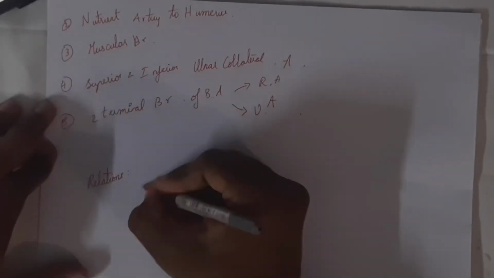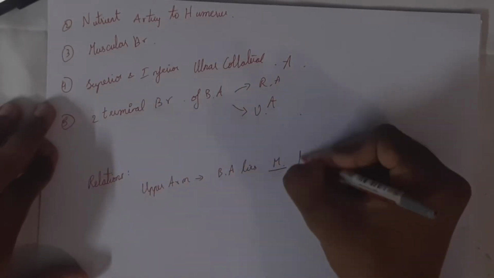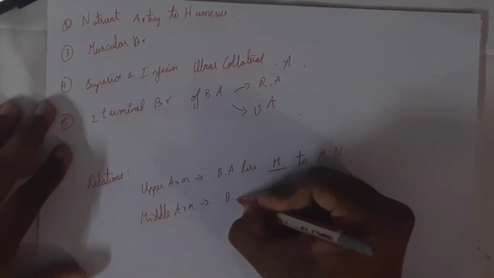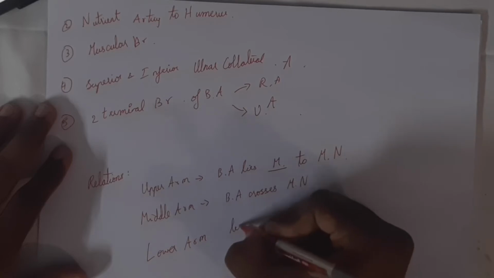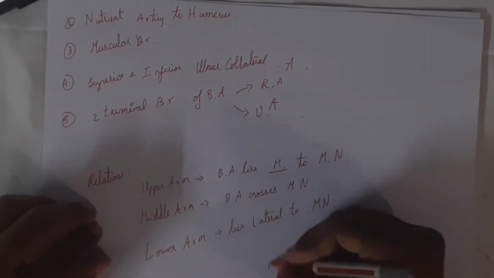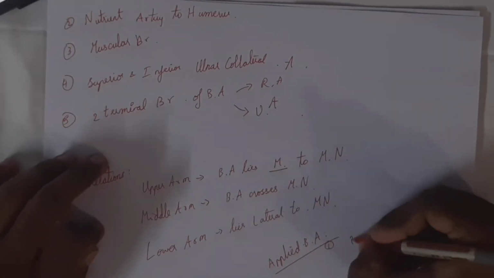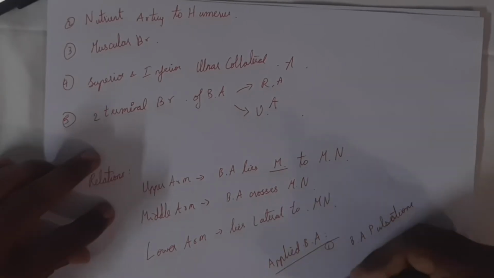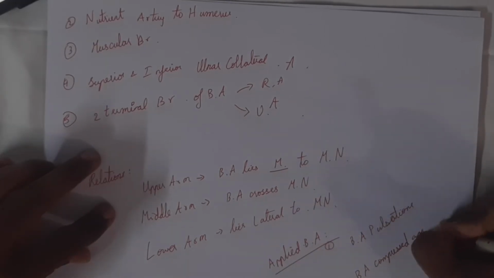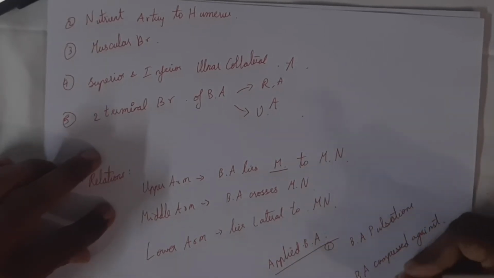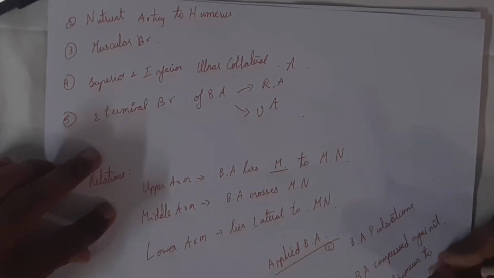Now we move on to the relations. In the upper arm, the brachial artery lies medial to the median nerve, and in the lower middle arm, brachial artery crosses the median nerve, and in the lower arm, it lies lateral to the median nerve. And for the applied anatomy, brachial artery pulsations can be felt in the cubital fossa, and the brachial artery can be compressed against the humerus to arrest bleeding in case of emergencies.